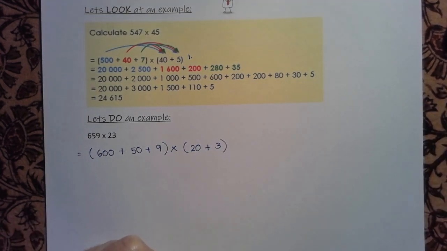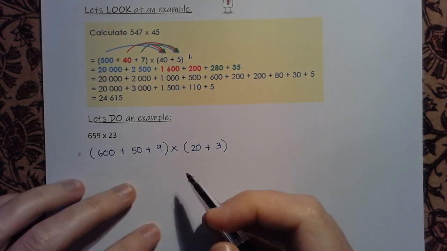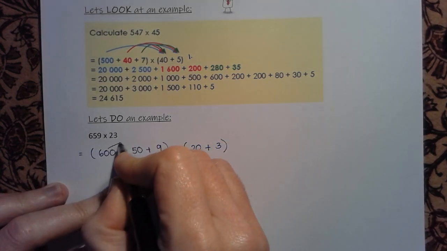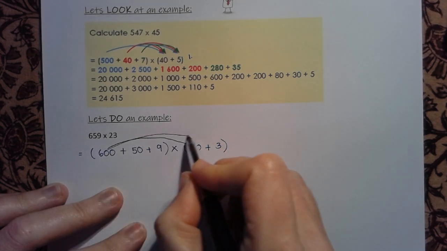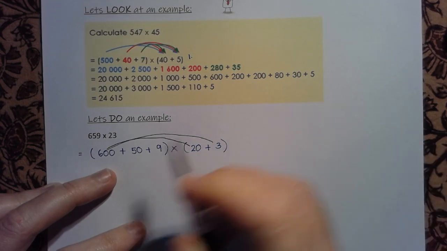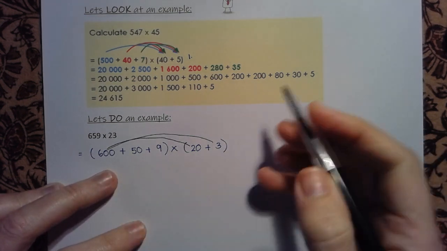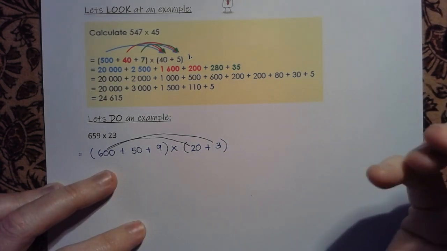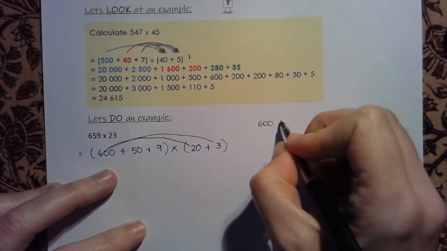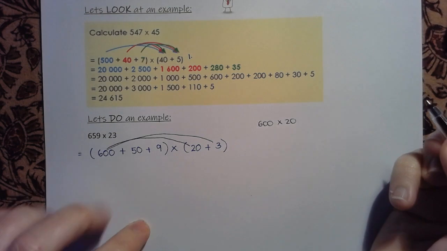And now I'm going to use different colors so that I can keep up with what I'm writing here. So I'm going to take the 600 and I'm going to multiply it with 20, and I will multiply it with 3. Okay, so on this side here, I'm just going to show you, if you find this hard to multiply, there's a very easy method to use here. So let's start with 600 times 20, okay?